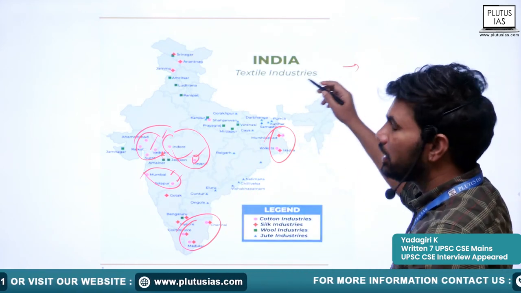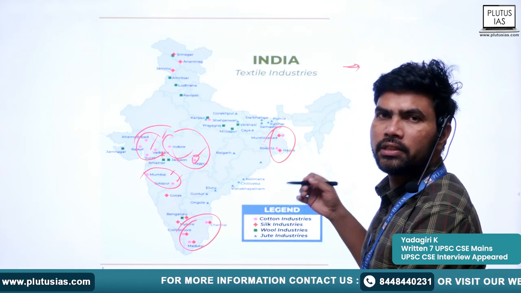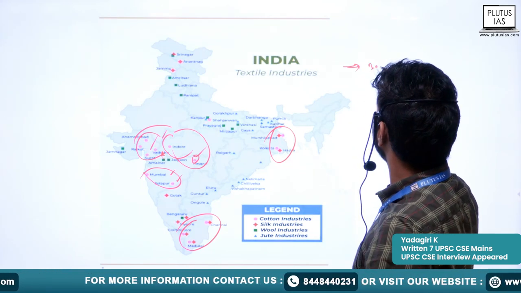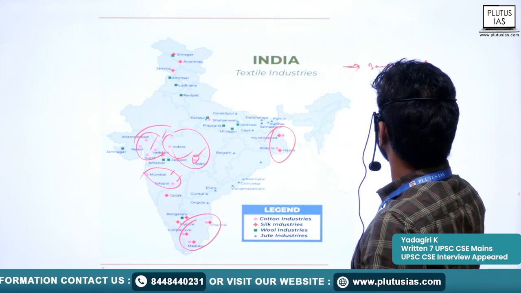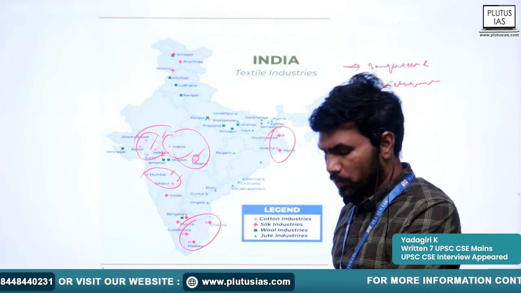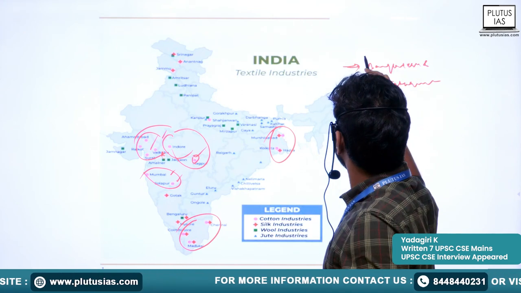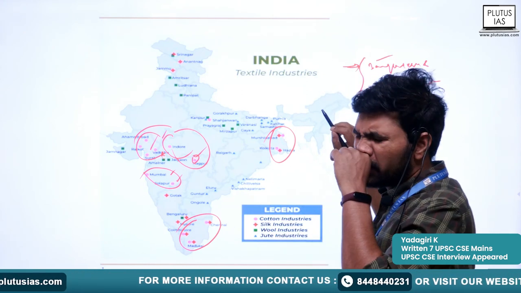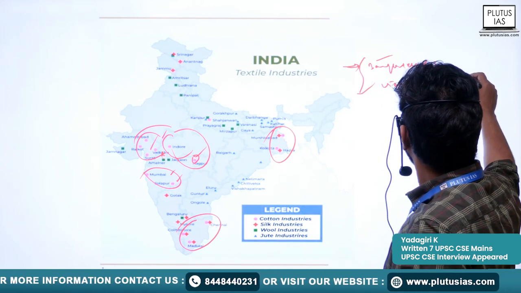However, the cotton industry is also facing a lot of competition. First, there is stiff competition from Bangladesh and also Vietnam. When we see the exports of cotton textiles, India is facing stiff competition from Bangladesh and Vietnam because these countries have liberal trade agreements.